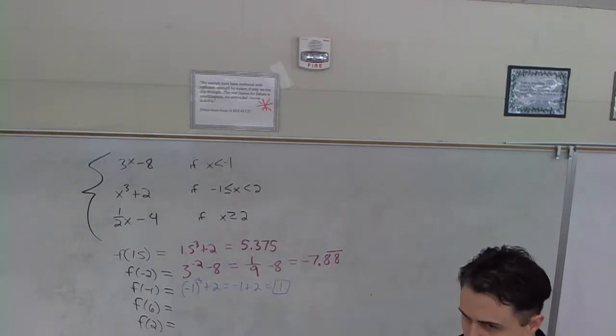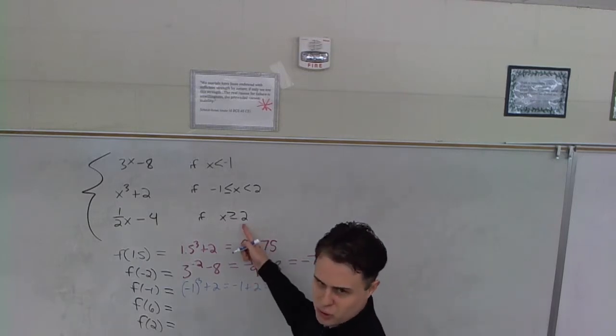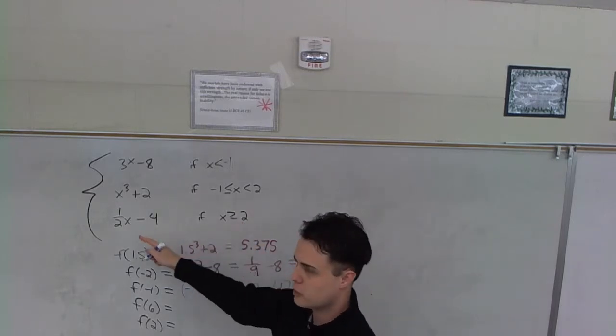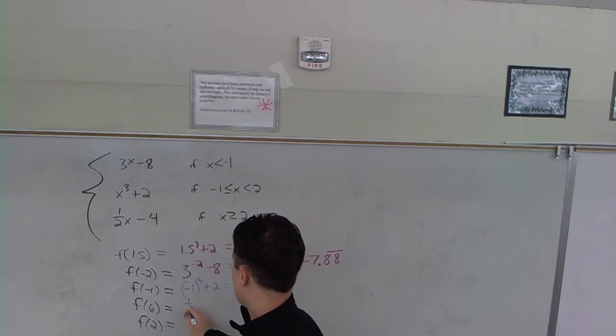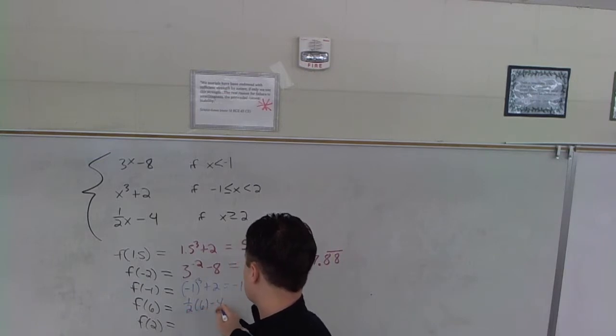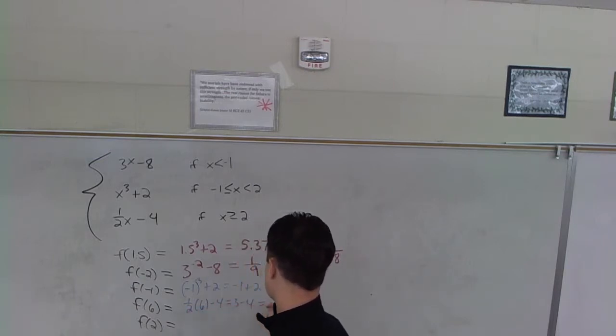Okay. If I put 6 in, that's clearly bigger than 2, right? So we're going to use the bottom piece, the line this time. So we're going to have half of 6 minus 4. That's 3 minus 4. That's -1.